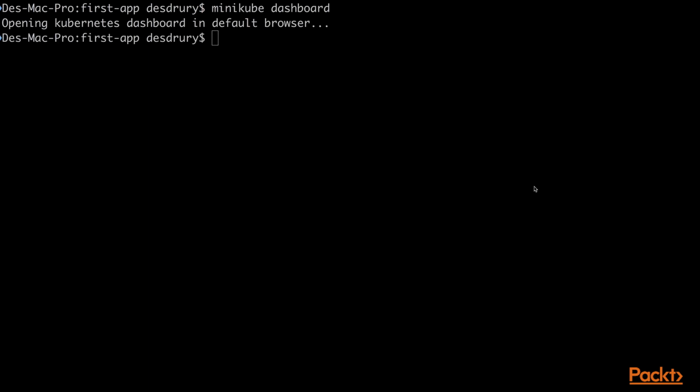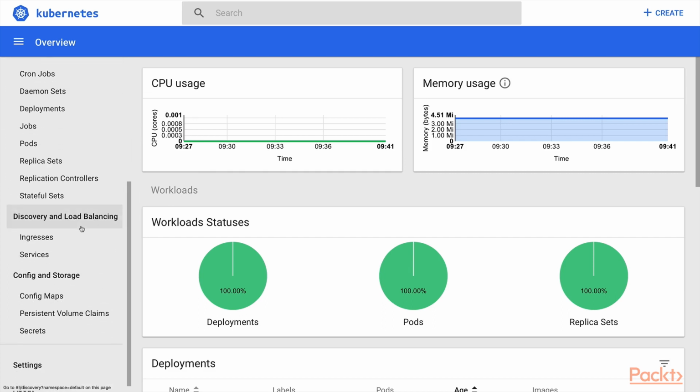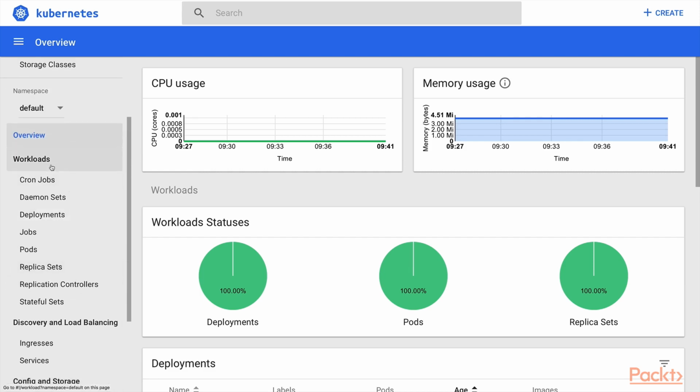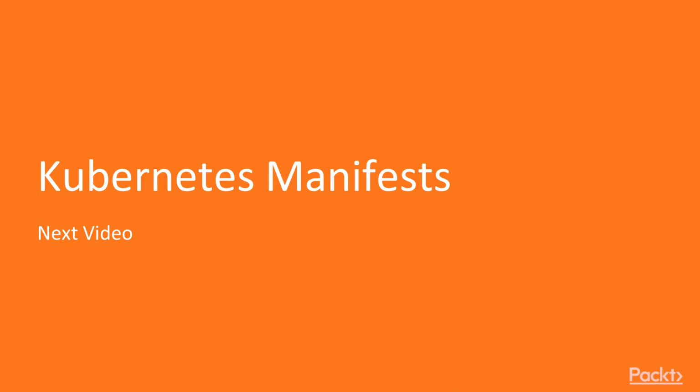Okay, so let's go back into the dashboard and have a look at some of those resource types that we just described. As we look on the left-hand navigation pane, we'll see some categories, such as workloads, discovery and load balancing, and config and storage. Under workloads, we can see things we were describing, such as the pods, daemon sets, deployments, replica sets. Under discovery and load balancing, we can see ingresses and services. And under config and storage, we can see the config maps, persistent volume claims and secrets. So in the next video, we're going to talk about Kubernetes manifests.